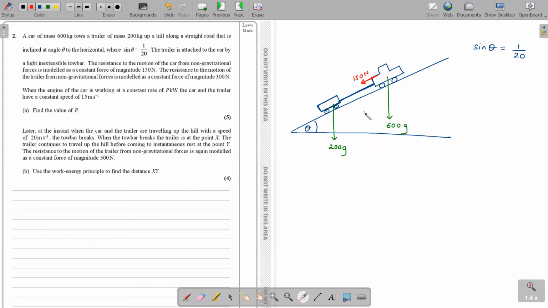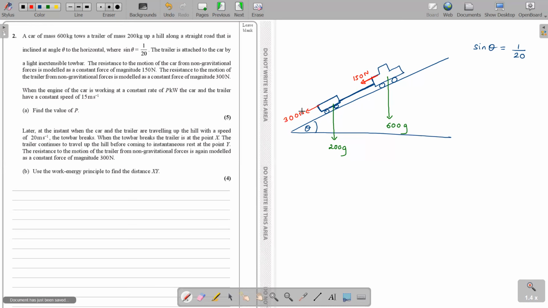The resistance to the motion of the trailer from non-gravitational force is modeled as 300. You can mark it anywhere, but I want to mark the weight components also. That's why I'm marking it like this. So this is 300 newtons. Okay, then what are the other forces we have?